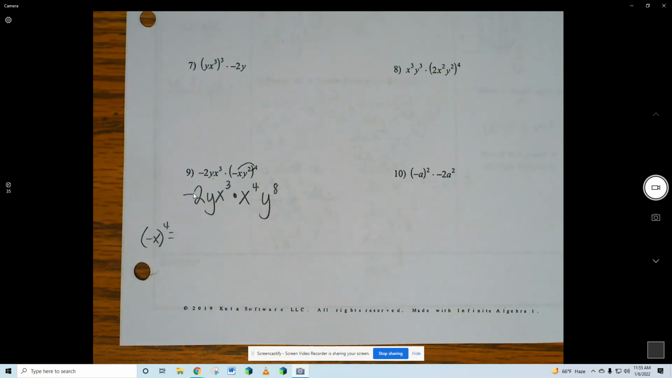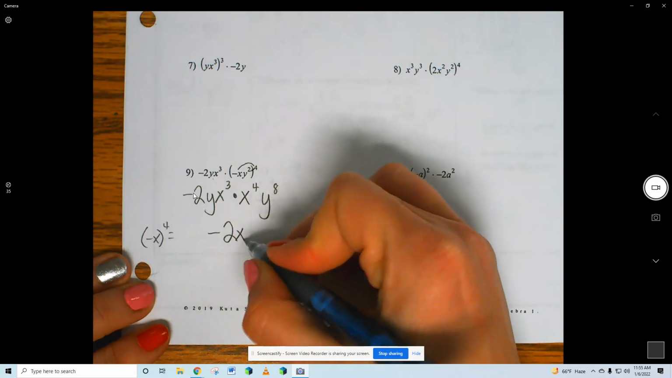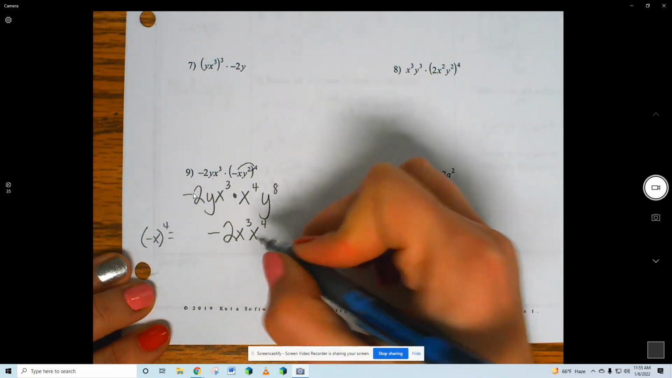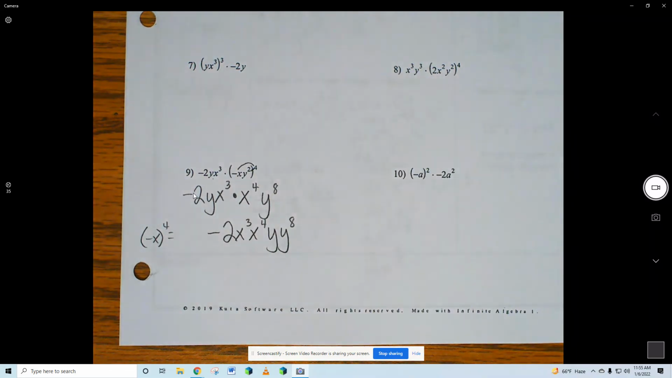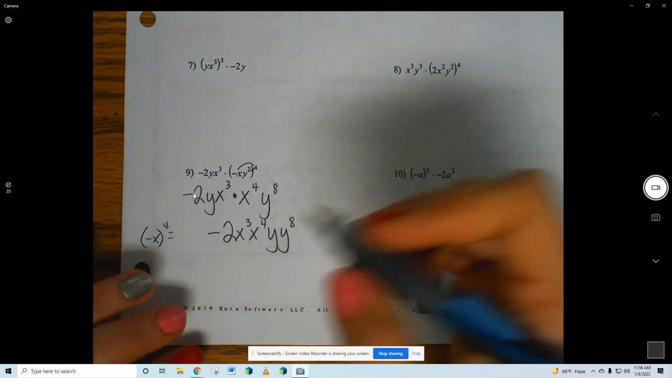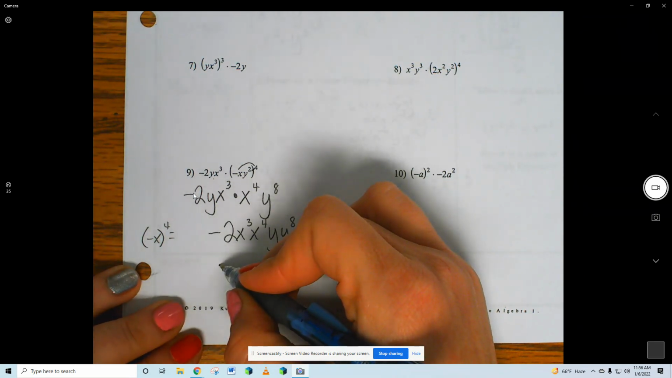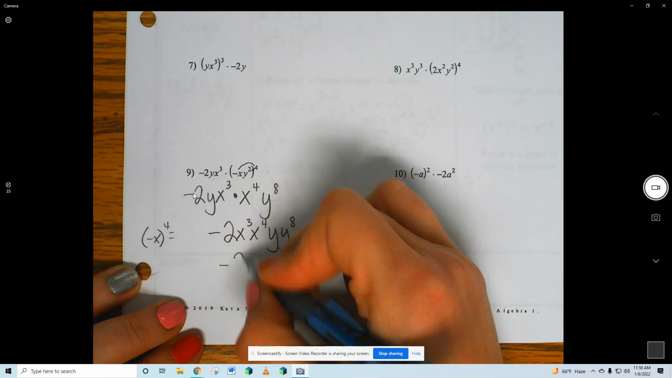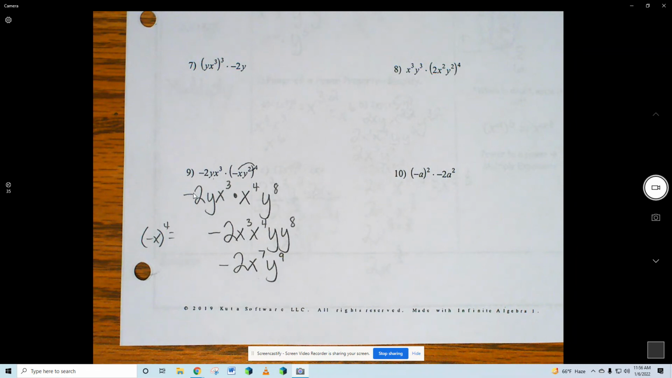Now let's reorder. Put the x's together, put the y's together. X to the third, x to the fourth. Y1, y8. Final answer is what? X to the 7th, y to the 9th.